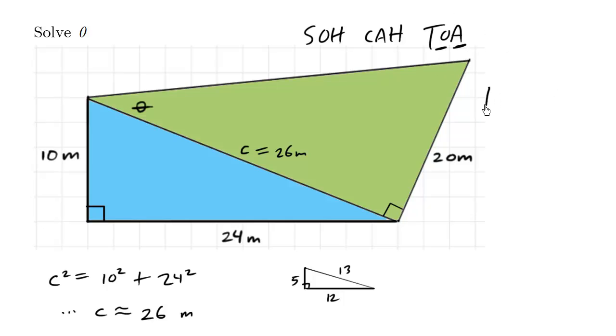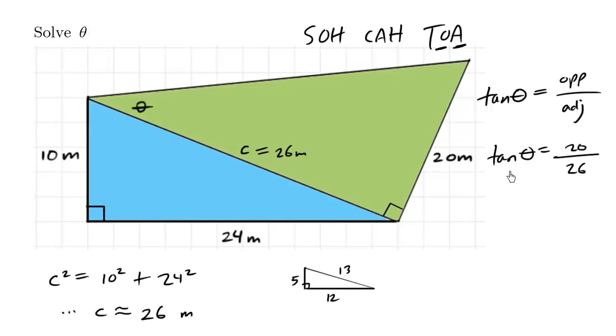So tan of some angle, this is trig, equals the opposite over the adjacent. So the tan of the angle equals the opposite, which is 20, over the adjacent, which is 26. So this is not the answer yet. That's not theta. That's tan of theta. How do we find theta itself?